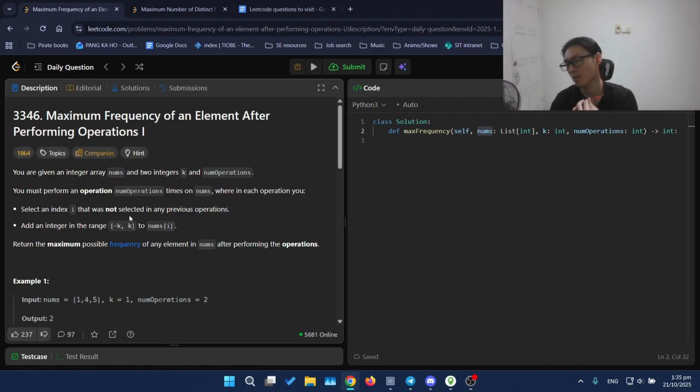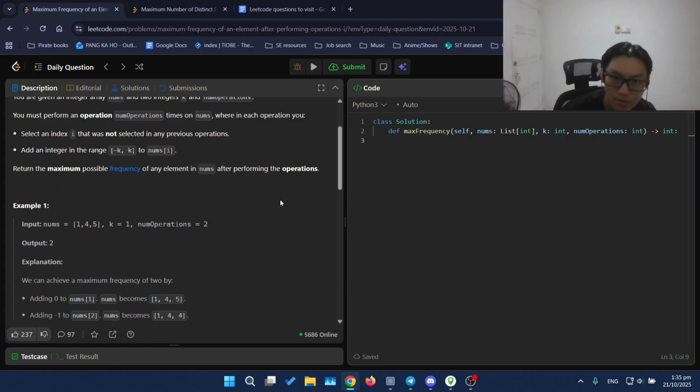Interesting. Honestly, I'm not really sure how to solve this problem. But I guess we can try grouping them by the remainder first, and try to derive a relationship from there. I'm not entirely sure either, to be honest. Default dict of int for num in nums: d of num mod k plus equals 1. Print d. Return 0.